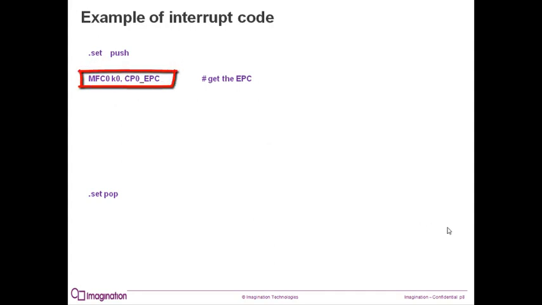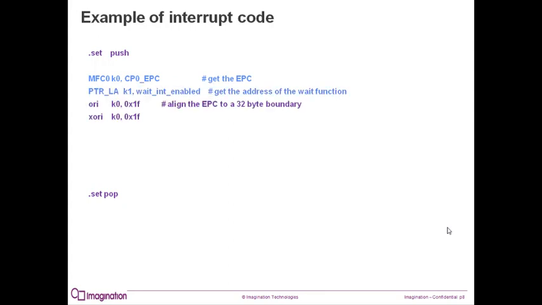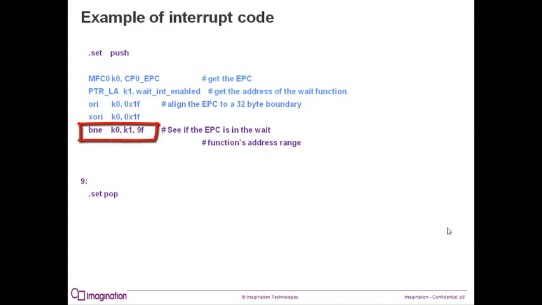First, the code gets the error program counter. Next, it gets the address of the wait function. Since we want to know if the address is within a 32-byte boundary that makes up the 8 instructions of the wait instruction, and we know the wait instruction was aligned to a 32-byte boundary, the code masks off the lower bits of the address. Now it tests to see if the masked address is the address of the wait function.